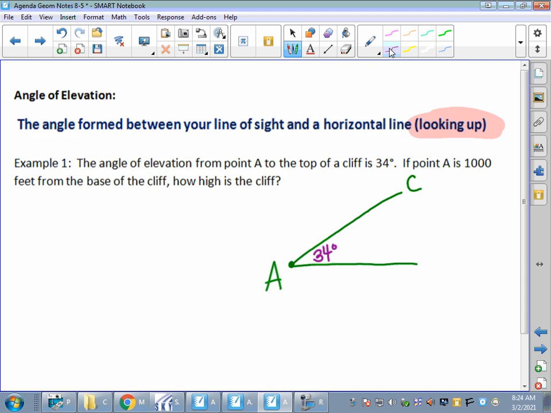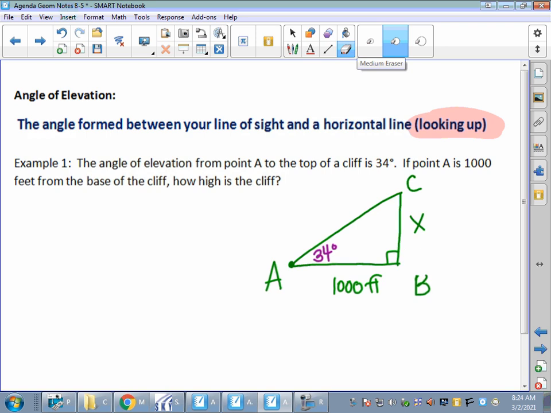Point A is 1,000 feet from the base of the cliff. I'll call this point B for base. 1,000 feet from point A to the base of the cliff. How high is the cliff? That means that I am wondering, how high is that cliff? The ground and the cliff have to form a 90-degree angle. Remember, we're only using right angles, so you have to create some sort of right angle here. So here is my diagram.